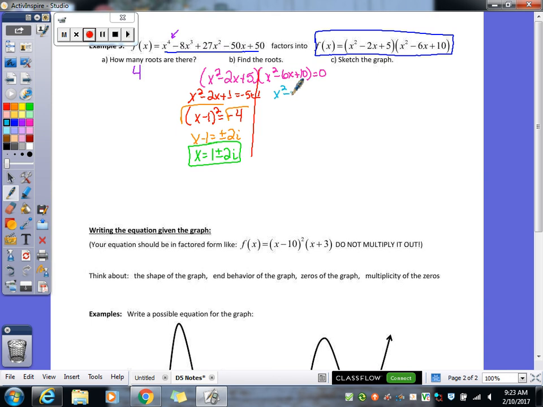So then over here, again, I'm going to do my completing the square. So 6 divided in half is 3. 3 squared is 9. So I have x minus 3 squared equals negative 1. So I take the square root. x minus 3 equals plus or minus i, and then add my 3.